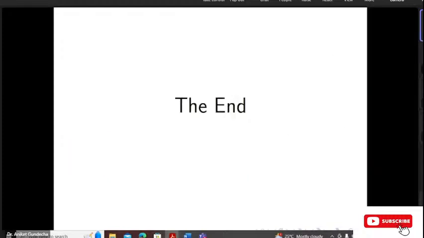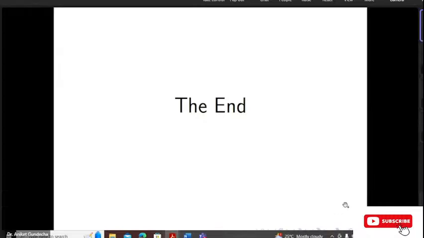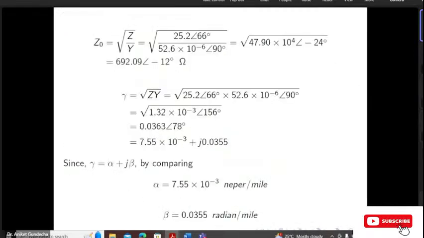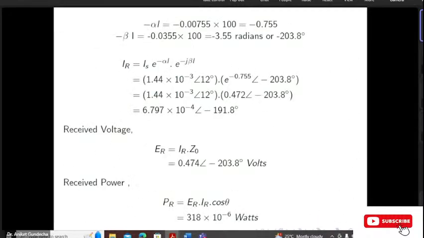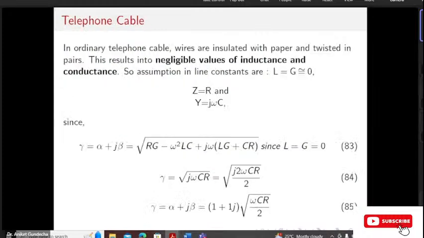Okay, so for transmission line, these are the only three derivations. Problems will not be there. The generalized solution of transmission line, then the special cases, that is the distortionless line and the telephone cable.